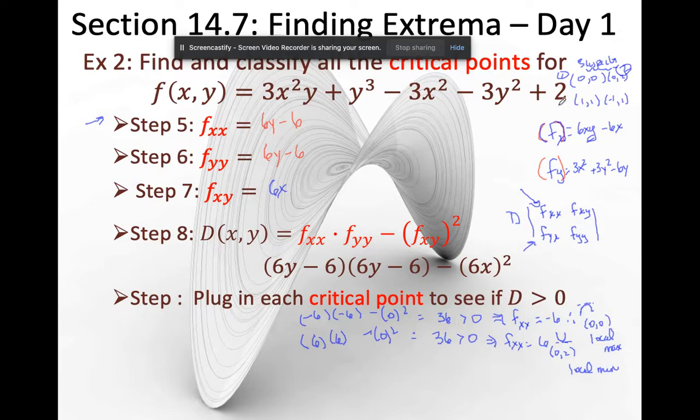Now I'm going to plug in third suspect, 1, 1. When I plug in 1, I get 0, 0. So my second partials, my big D is less than 0. I do not need to go to the second derivative. I go directly to, therefore, the point 1, 1 is a saddle point.